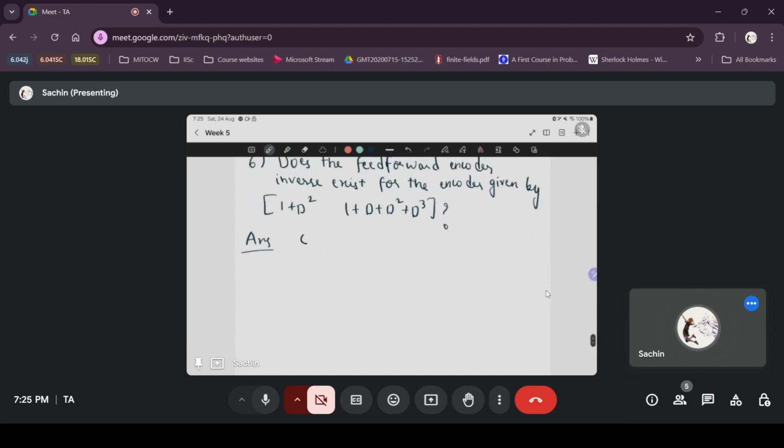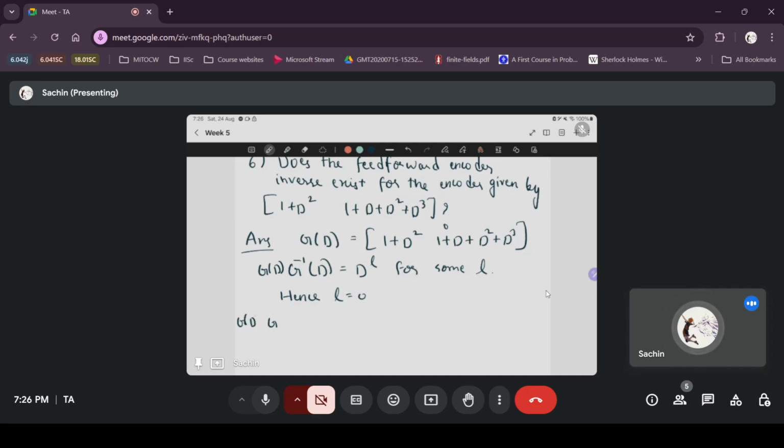Okay, so if this is g of d that we have, 1 plus d square, 1 plus d square plus d cubed. So g inverse of d, if it exists, then g of d times g inverse of d will be equal to d power l for some l. So here l is 0 in this question. So we have to find a matrix g inverse of d such that g of d times g inverse of d is equal to 1.